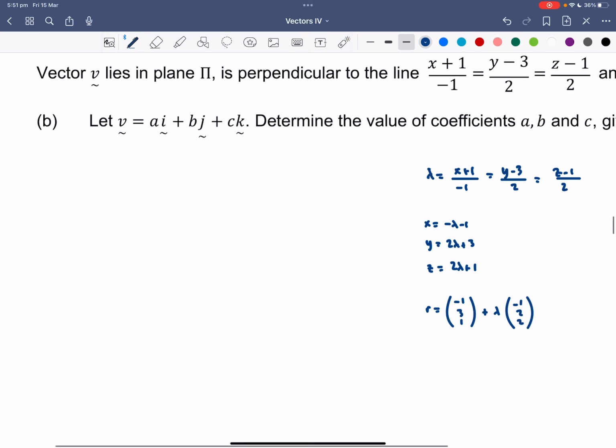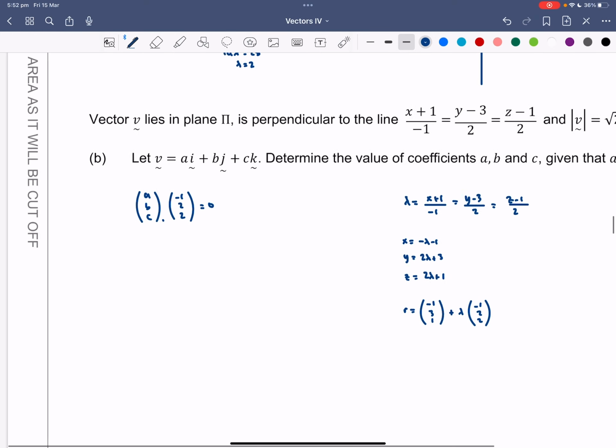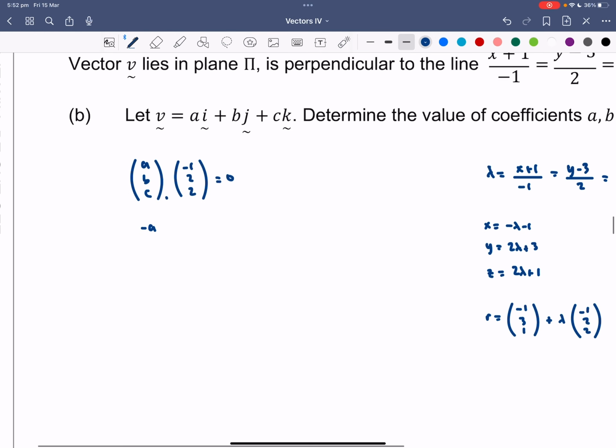So one equation that I can come up with is this. (A, B, C) dot this vector here, which is (-1, 2, 2), and that dot product has to be 0. So we basically get negative A plus 2B plus 2C is 0. So that is one equation that we have.